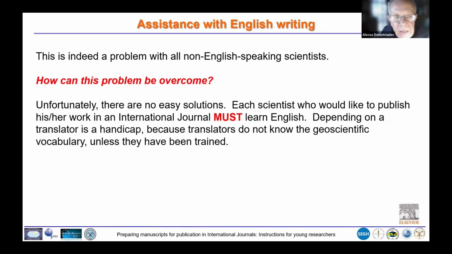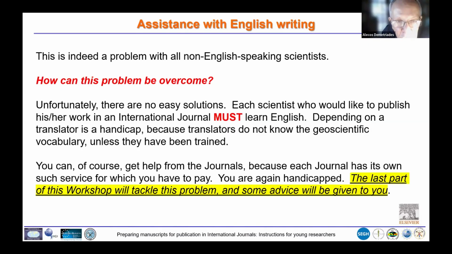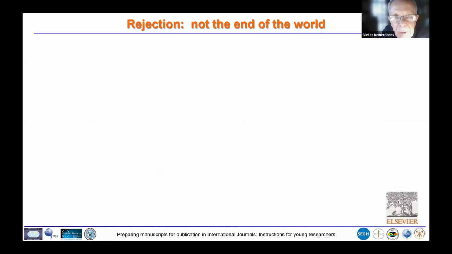Depending on a translator is a handicap because translators do not know the geoscientific vocabulary unless they have been trained. You can, of course, get help from the journals because each journal has its own such service for which you have to pay. You are again handicapped. The last part of this workshop will tackle this problem and some advice will be given to you.